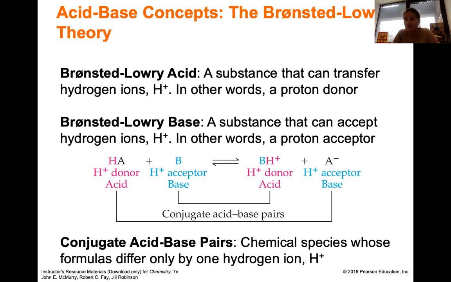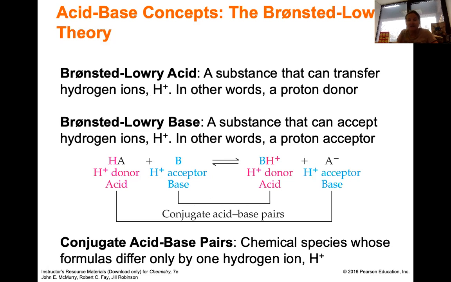The one we're going to use more in this chapter is called the Bronsted-Lowry theory. And in this theory, it's a little more general. An acid is a substance that can transfer hydrogen ions, in other words, a proton donor. And a base is a substance that can accept hydrogen ions, in other words, a proton acceptor.